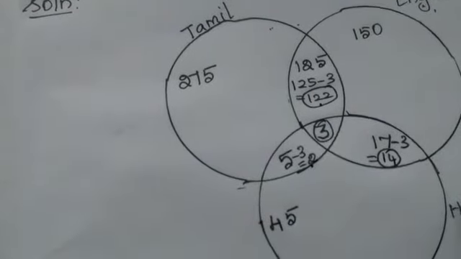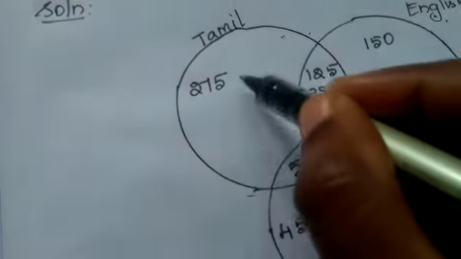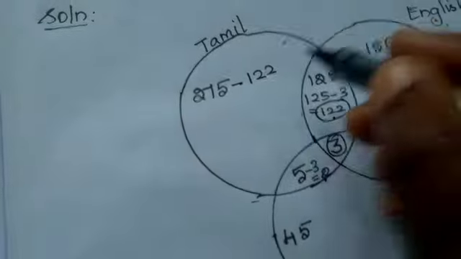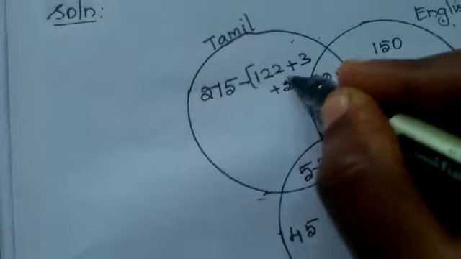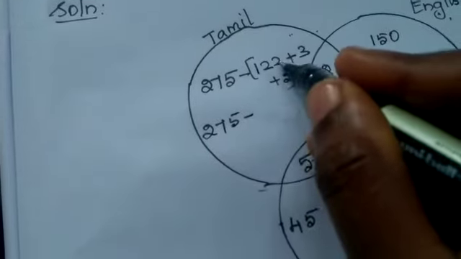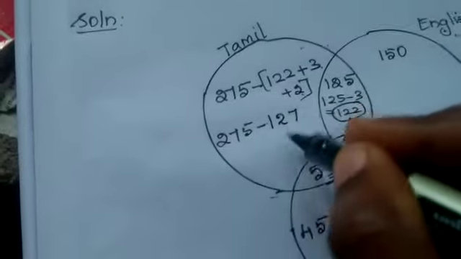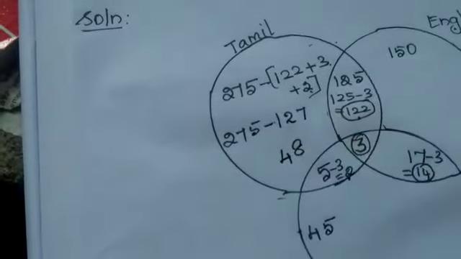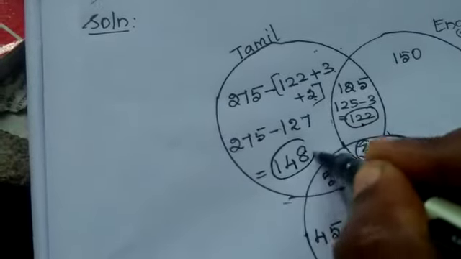Now next we want to find only Tamil paper. How will you find out? 275 minus this 122 plus 3 plus 2, that is 275 minus 127. 275 minus 127: 15 minus 7 is 8, 6 minus 2 is 4, 2 minus 1 is 1, so 148. Only Tamil, 148 people buy only Tamil.